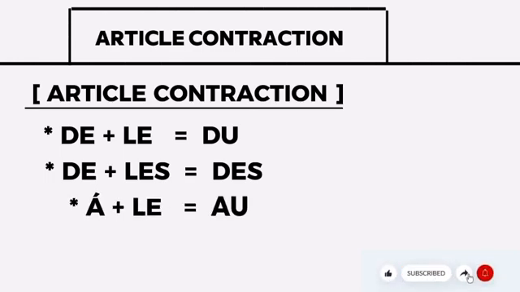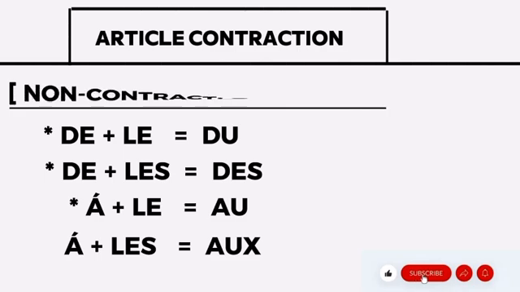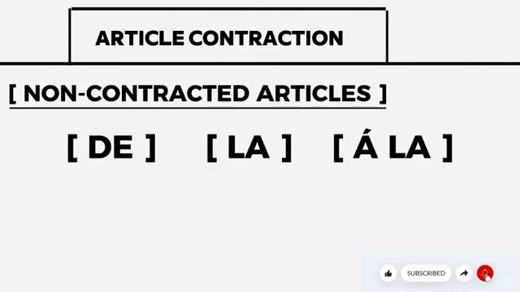3. À plus le, and this gives us au, singular. And then à plus les, and this gives us aux, plural. There are only 3 articles that are not contracted in French, and they are de la, à la, and then l'.